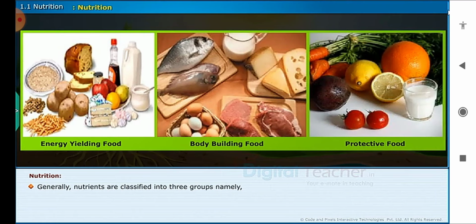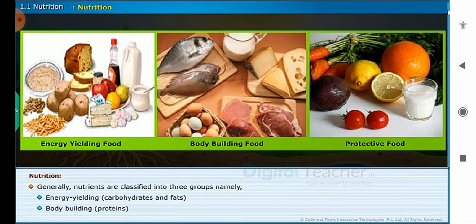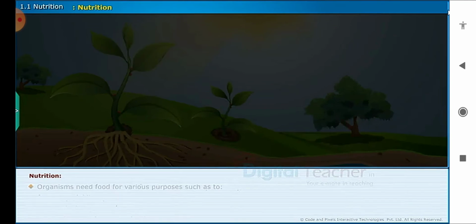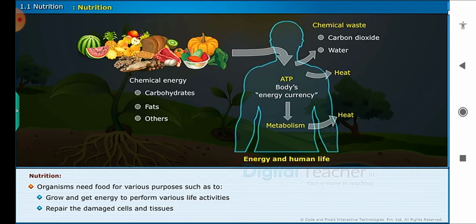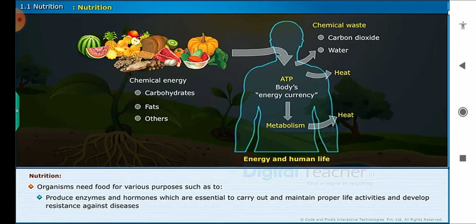Generally, nutrients are classified into three groups, namely energy-yielding carbohydrates and fats, body-building proteins, and growth-regulating or protective nutrients. Organisms need food for various purposes such as to grow and get energy to perform various life activities, repair the damaged cells and tissues, produce enzymes and hormones which are essential to carry out and maintain proper life activities, and develop resistance against diseases.